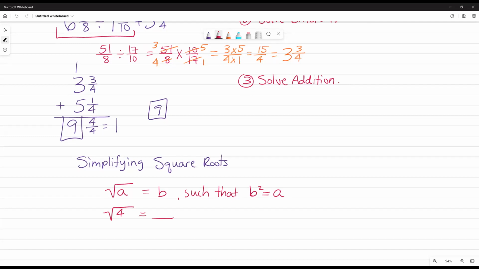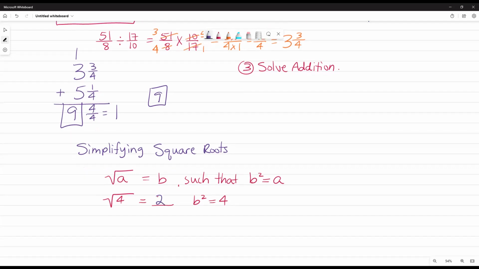What number, I'm going to use the variable B, what number squared equals 4? When you are finding the square root of A, you're looking for B, which is a different number, but it is the number that if you squared it, it would give you A. So what number times itself equals 4? 2. So B is 2.